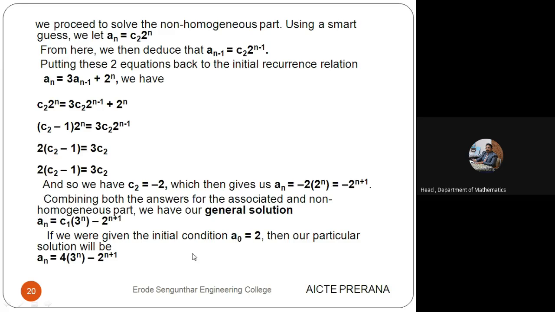Here the initial condition is given: a_0 equal to 2. Using this, we find the constant value c1. We substitute n equal to 0, we get a_0 equal to c1 into 3 power 0. Anything power 0 is 1. Therefore, we get a_0 equal to c1 minus 2 power 1, that is c1 minus 2. Simplifying this, we get c1 equal to 4. Therefore, a_n equal to 4 into 3 power n minus 2 power n plus 1.